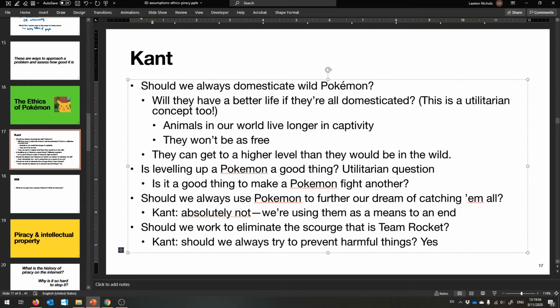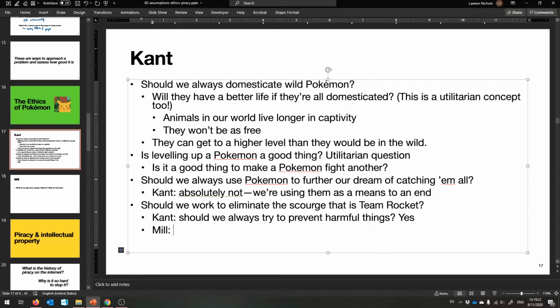But obviously, there's no one right answer, and maybe you can think of a Kantian viewpoint that would disagree with this. And that's why this course is pretty fun. There really is no right answer. I just want you to argue your point well and come up with it. And then Mill would be like, what's the utility of this?